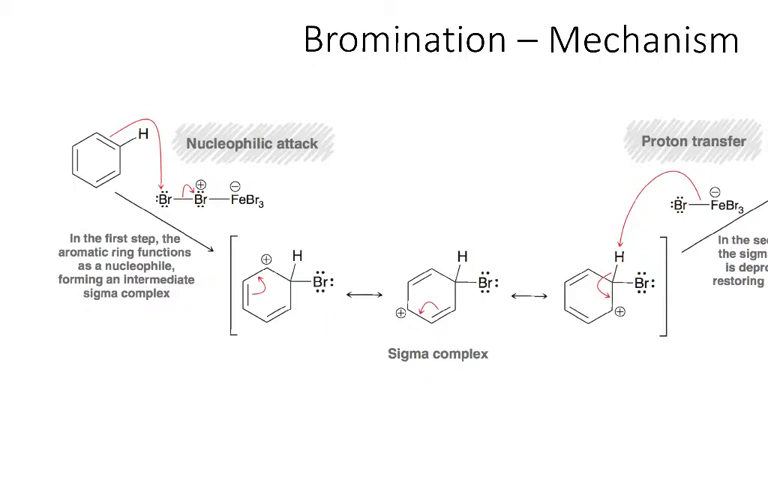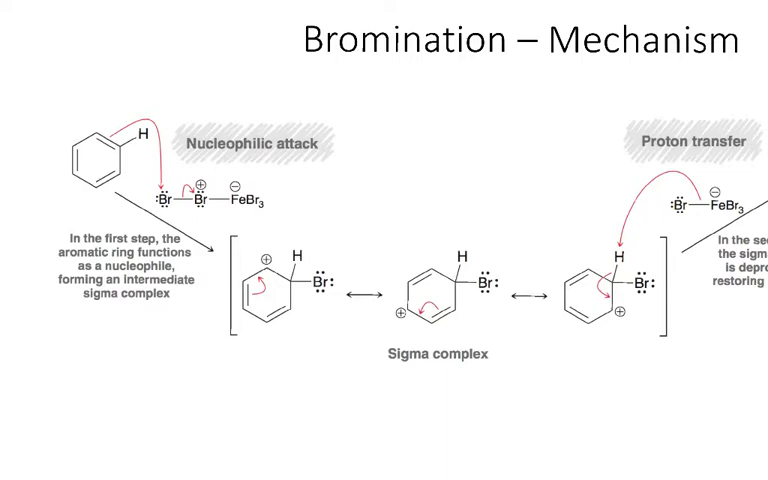Now this isn't aromatic anymore, right? We only have 4 pi electrons. That's not a Huckel number. So it does require a fair amount of energy in order to get this reaction to go, because at least temporarily, the benzene ring loses its aromaticity. Now, due to resonance, this carbocation is stabilized a little bit, but not nearly as much as the aromatic benzene that we started with.